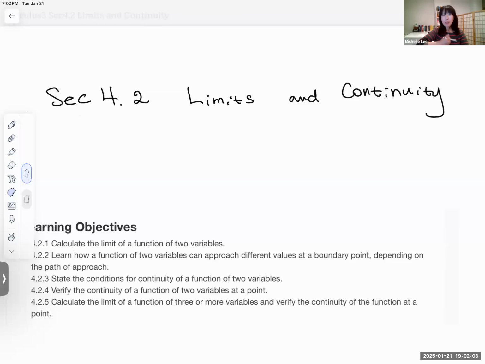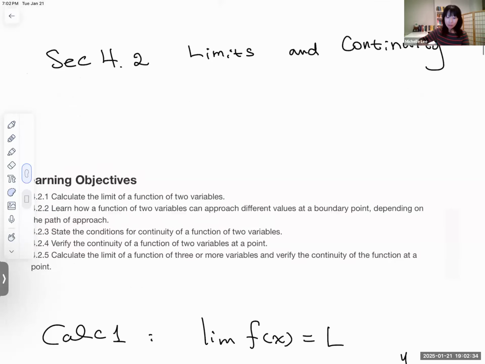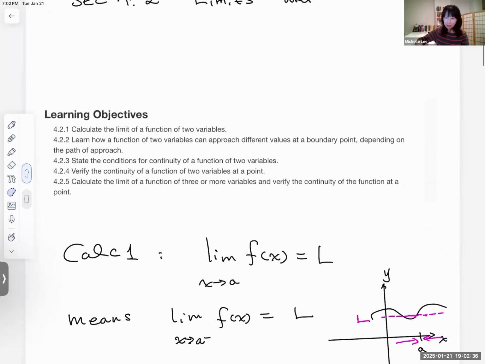Hello everyone, today we're going to learn section 4.2, limits and continuity. Limits are the same as in calculus 1, right? We need to find the y value when x approaches a. And continuity, let me talk about later. It's the same concept as calculus 1, but slightly different because we are talking about three dimensions here, right? Okay, so we have a learning objective.